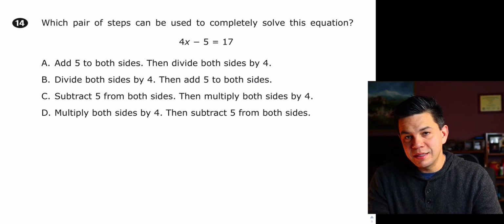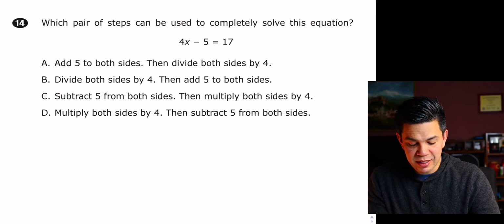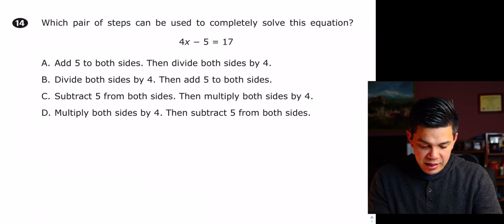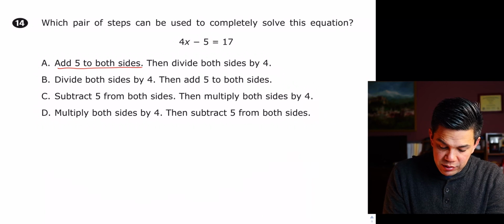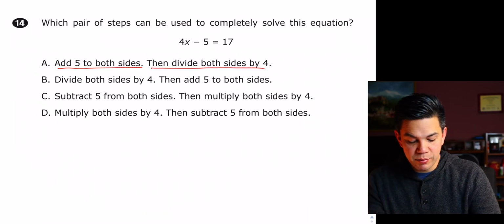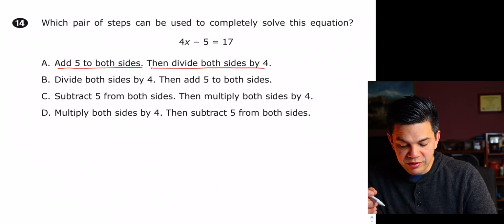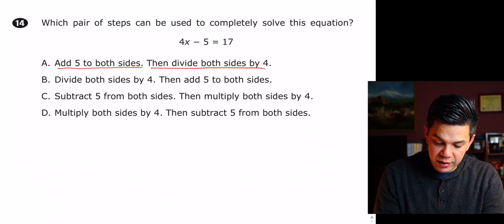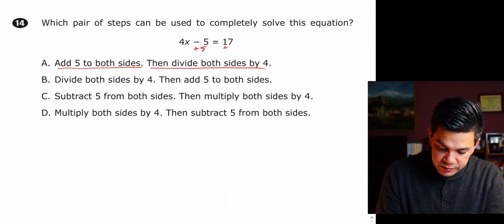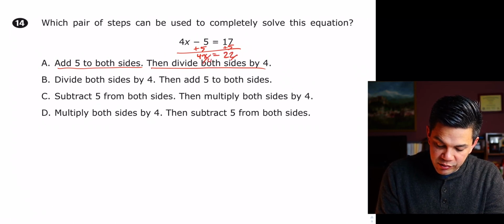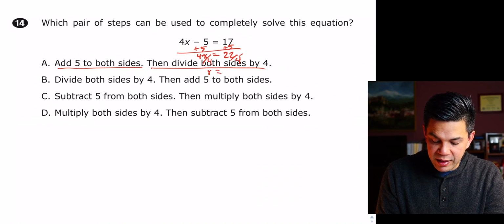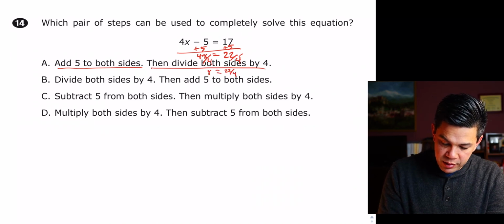Yeah, you want to do the addition or the subtraction first. It's kind of like the opposite of PEMDAS here, so this is the first thing you want to do. You do want to add 5 to both sides and then divide both sides by 4. And if we actually did that, it looks something like this. You want to end up with 4x equals 22, and then divide each side by 4. X is going to be 11 halves or 22 fourths, right?